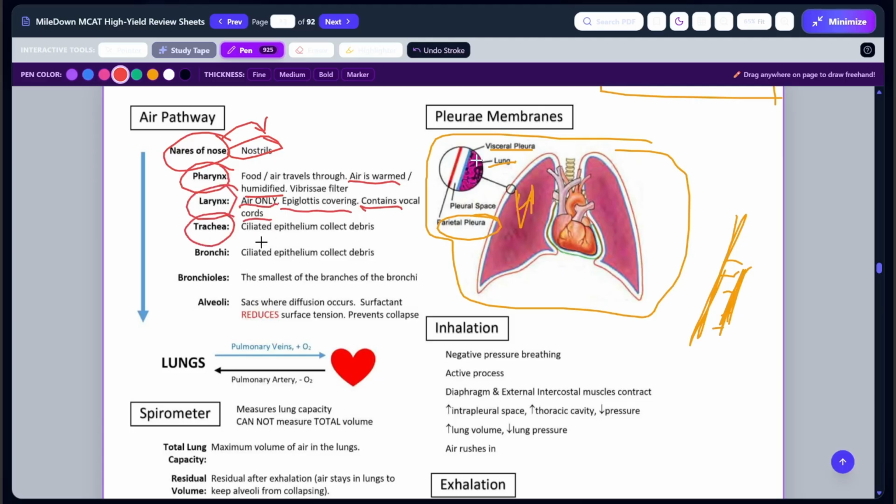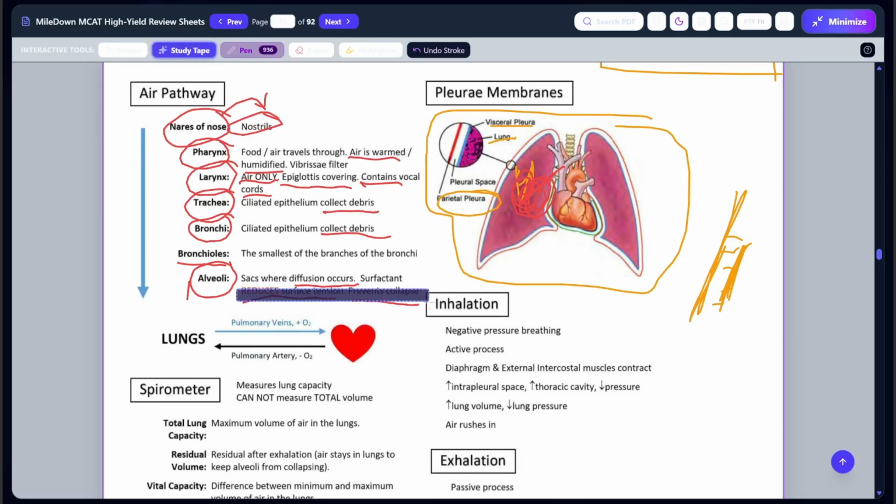And then you have your trachea, which is ciliated epithelium, collects debris. And then beyond your trachea, there's a bronchi, ciliated epithelium, also debris. And then bronchiole, so it's slowly branching. To the point where you're at your bronchi and bronchioles, you're already in your lungs, by the way. So those are in there. And then alveoli are sacs where diffusion occurs. Surfactant reduces surface tension and prevents collapse of the alveoli. So we're going to go over this prevention of collapse in more detail. We're also going to go over quickly a picture of these.